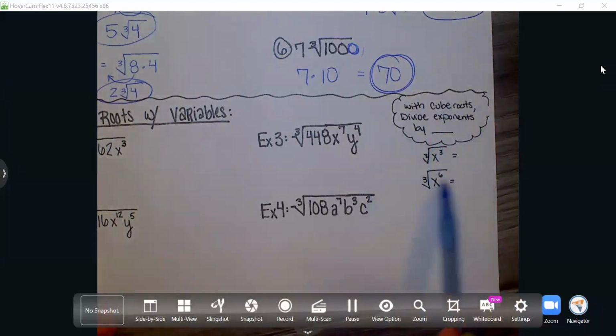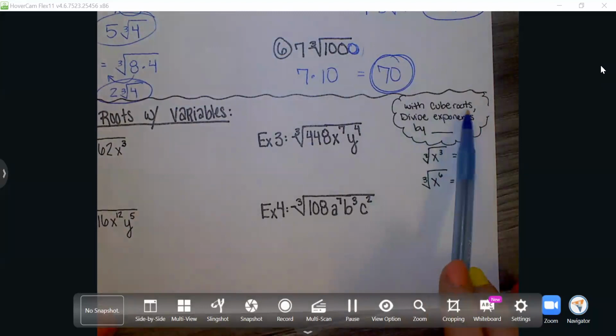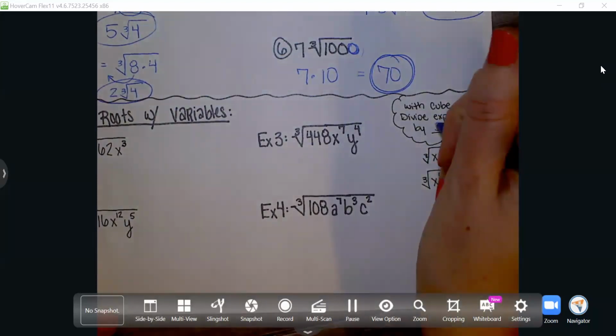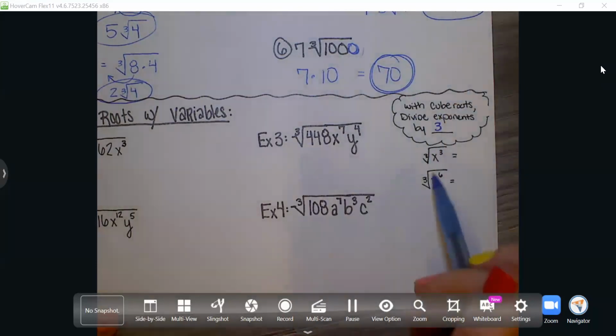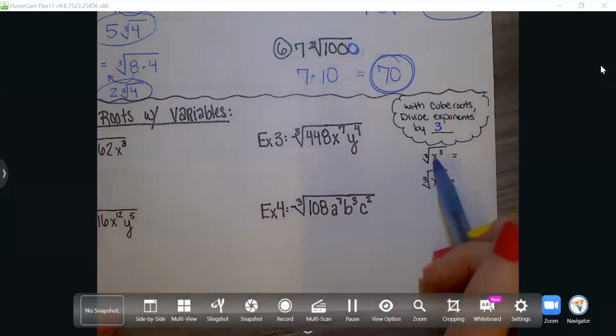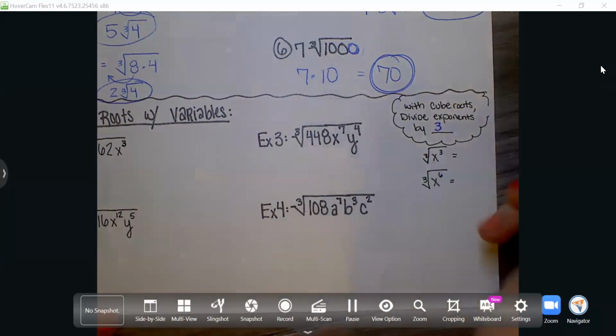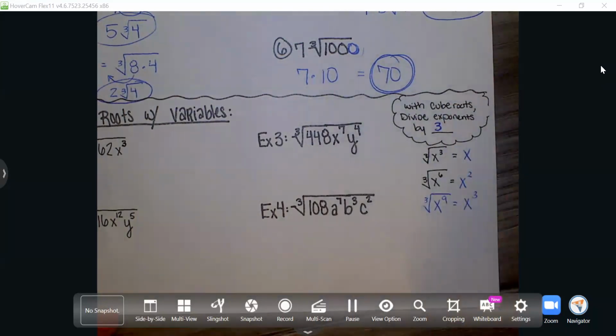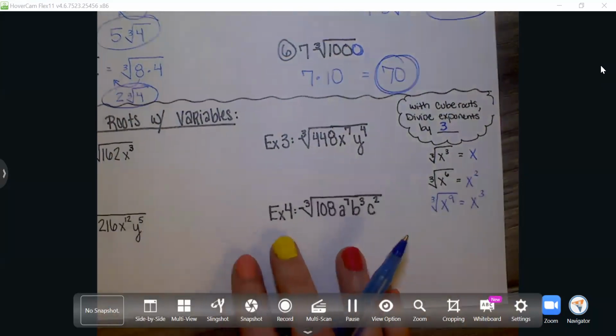Let's go down and talk about some variables, some really quick hints. With cube roots, instead of dividing our exponents by 2, we're going to divide our exponents by 3 because we need to take 3 out of our cube root. So the cube root of x to the 3rd is x. The cube root of x to the 6th is x to the 2nd. I could keep going: the cube root of x to the 9th is x to the 3rd. So we're dividing by 3 essentially when I'm taking the cube root of something.